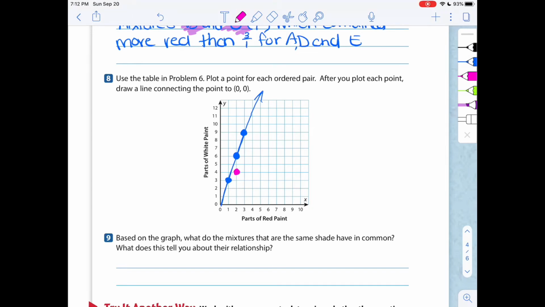And then 4 parts red to 8 parts white. And those were the only 2 ratios that were the same. And then we can connect those, again, meeting at the origin, and then continuing. So we wanted to put the points that shared the same ratio together.